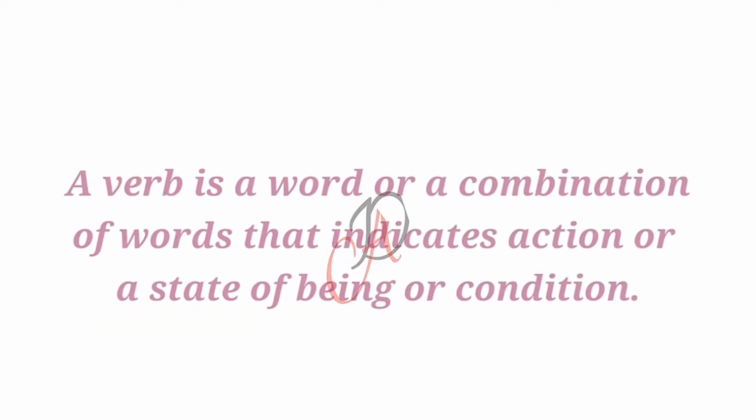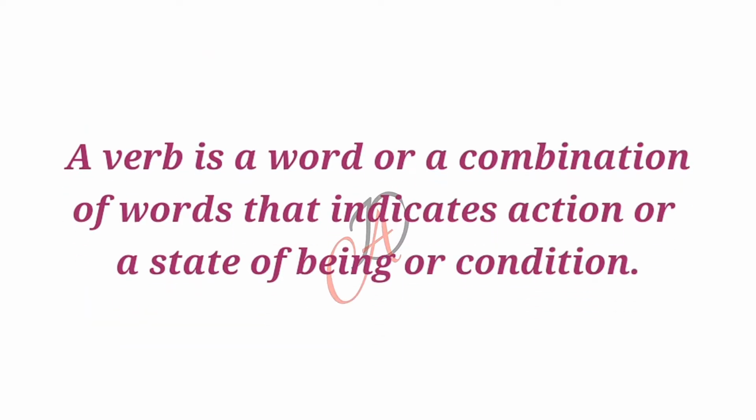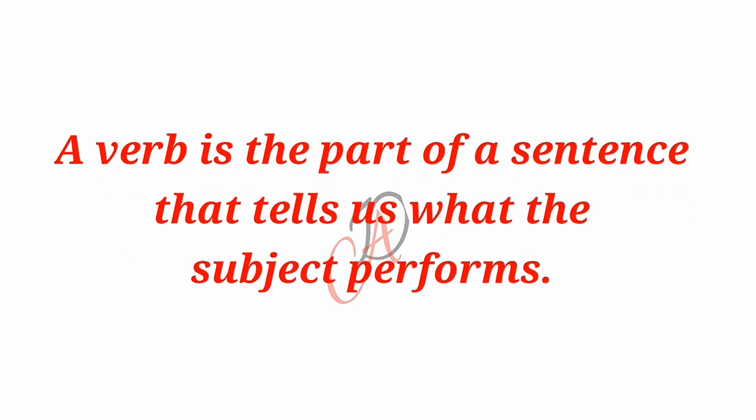Verbs are the hearts of English sentences. So what is a verb? A verb is a word or a combination of words that indicates action or a state of being or condition. A verb is the part of a sentence that tells us what the subject performs.